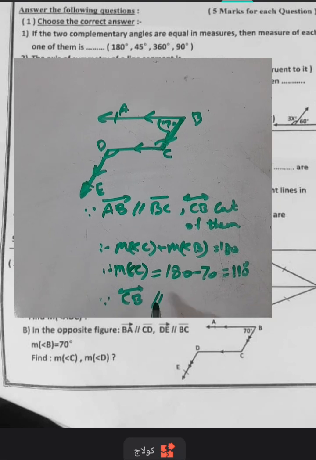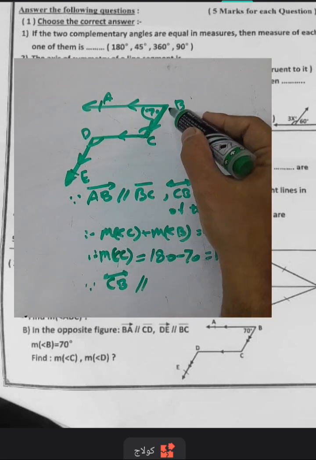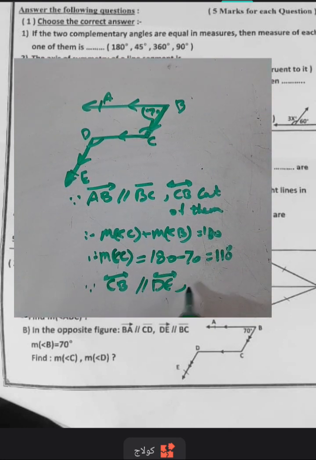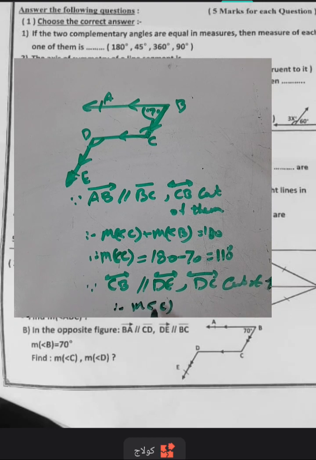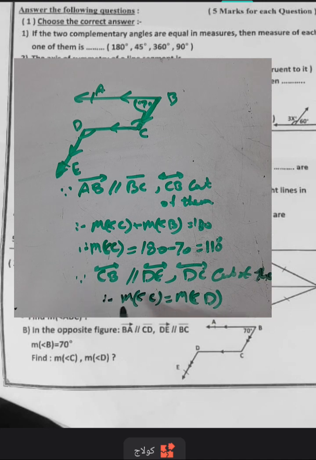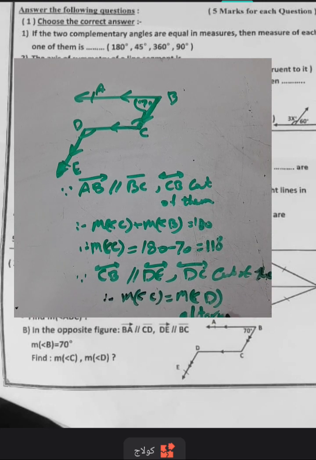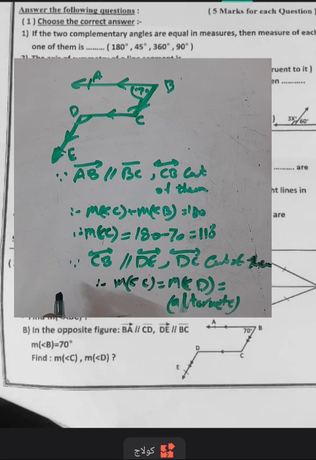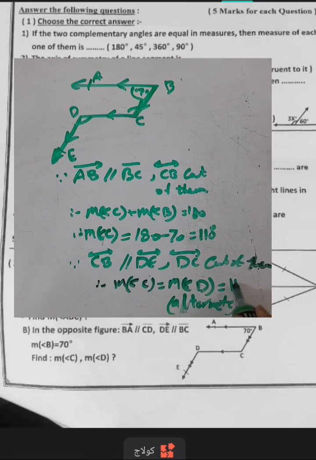And then, such that CB is parallel to DE, and DC is a transversal of them, then the measure of angle C will be equal to the measure of angle D. We call them alternate angles. Then the measure of angle D will be equal to 110 degrees.